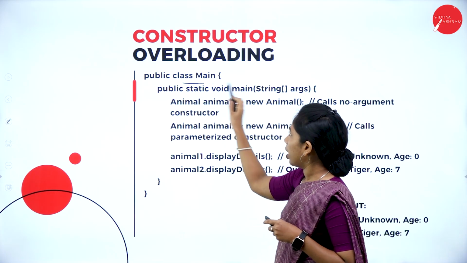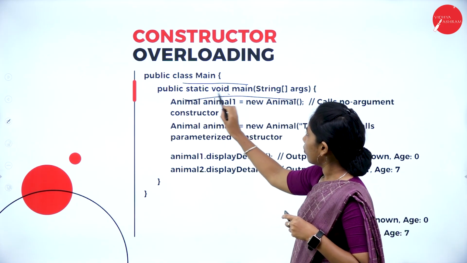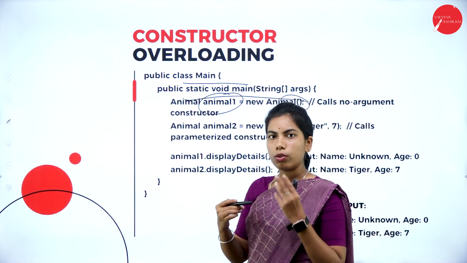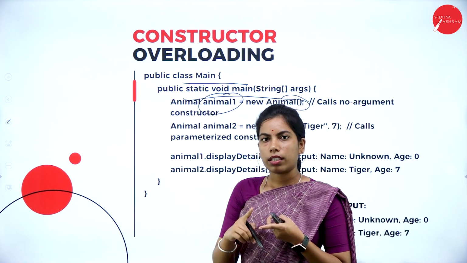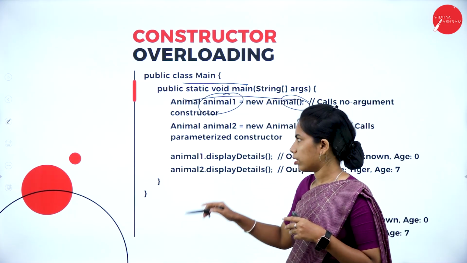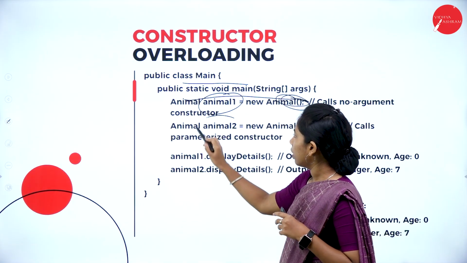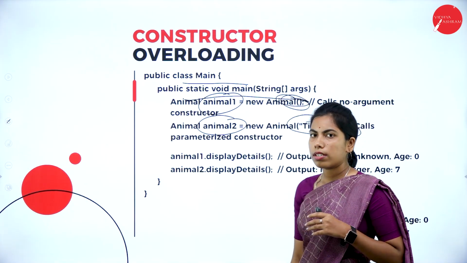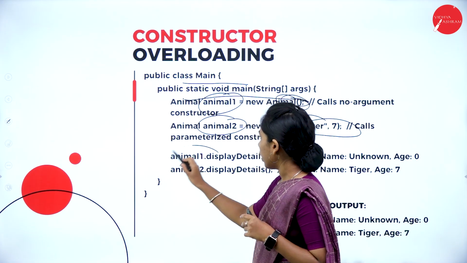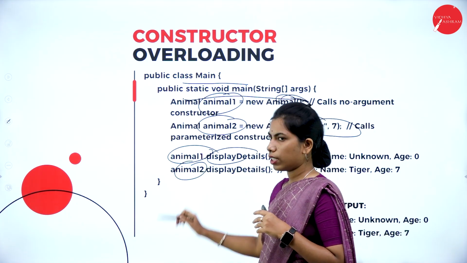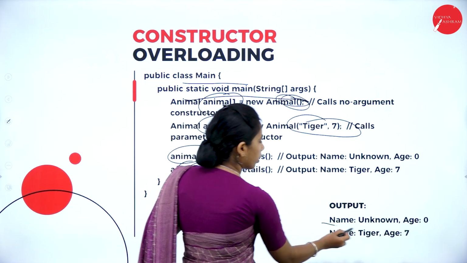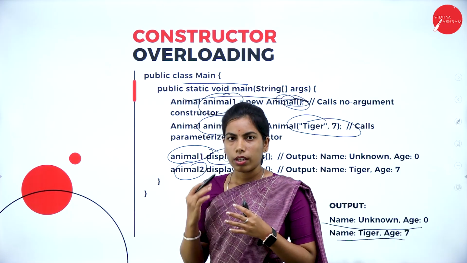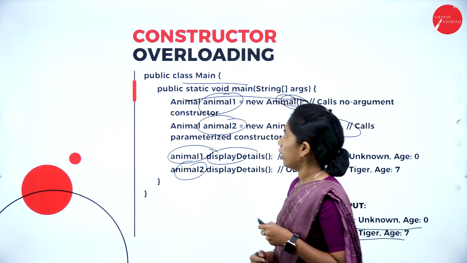And lastly, call the main function, public static void main. Create one object for Animal, and again don't pass any arguments, because as I already told, two constructors are used. One is the default constructor, there are no arguments. Another one is parameterized, so there are no arguments here. And again create another object of that same class, and now pass tiger and also 7, that is the age. And come to here, animal1 dot display details, animal2 dot display details. So that is why the output is unknown with age 0, and also tiger and age is equal to 7. This is how you have to define constructor overloading.